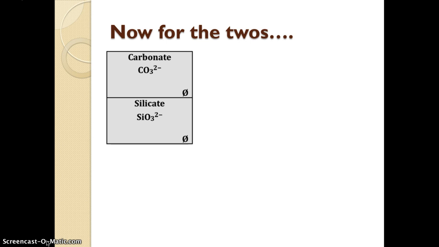So here we are on the two minuses and the two pluses. These ions are very, very common, carbonate and silicate. Okay, so if you look at your periodic table, folks, carbon, silicon, same family, group 14, the carbon family. These have virtually the same makeup. Carbon has 4 valence electrons, silicon has 4 valence electrons, so they behave very similarly. Very, very common ions. Just know these.